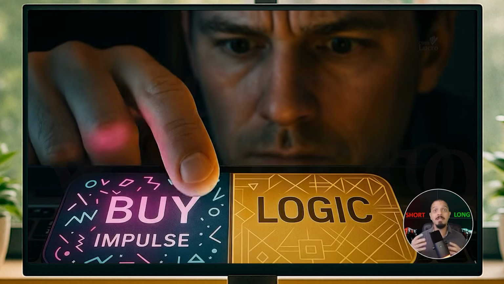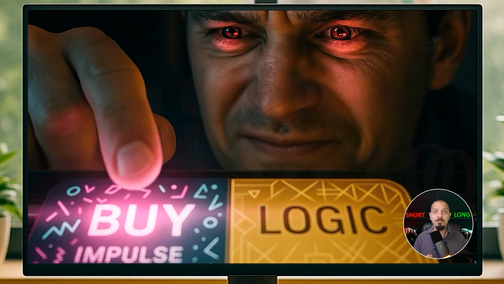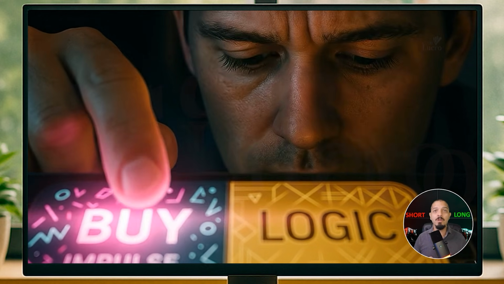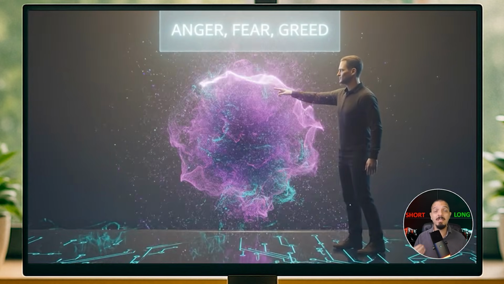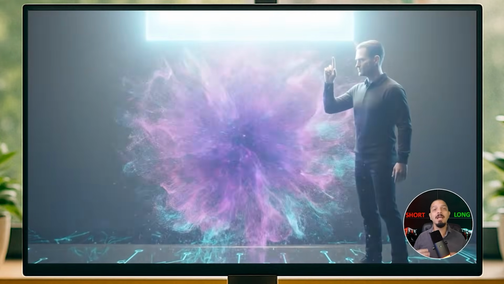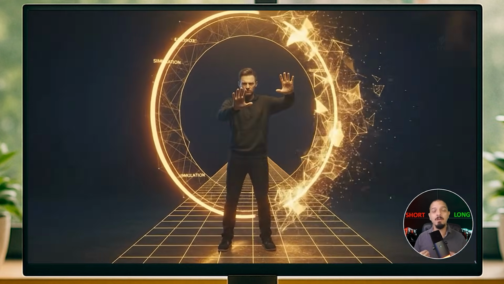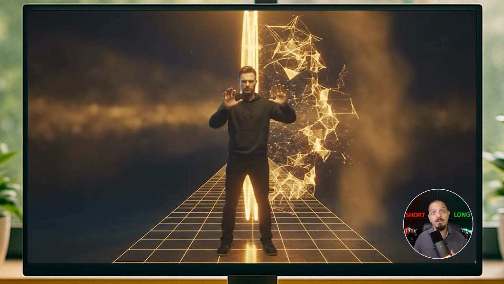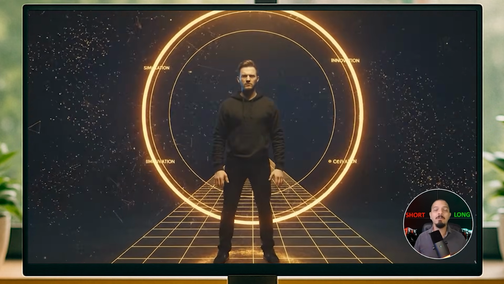Step 1 is awareness. Change begins the moment you notice yourself. Awareness starts in that split second before you click buy. Ask yourself one question: logic or impulse? If the answer comes from emotion, the outcome is already decided. Research from UCLA on affect labeling shows that naming an emotion reduces its intensity. When you name what you feel, you take back control. Awareness breaks the loop. It is how you stop trading for stimulation and start trading for mastery.